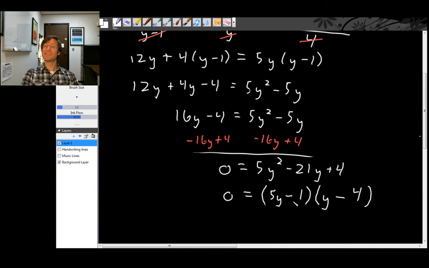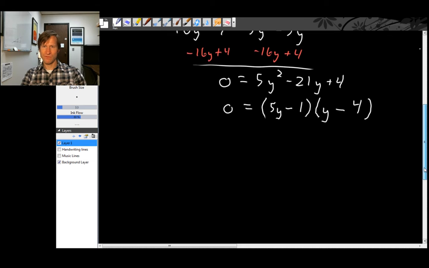Now this is a guess at this point. We should quickly check in our heads. 5y times y is 5y squared. Negative 1 times negative 4 is positive 4. And then for the cross terms, negative 1 times y is negative y, and 5y times negative 4 is negative 20y, so that's negative 21y altogether. So this factoring is correct.